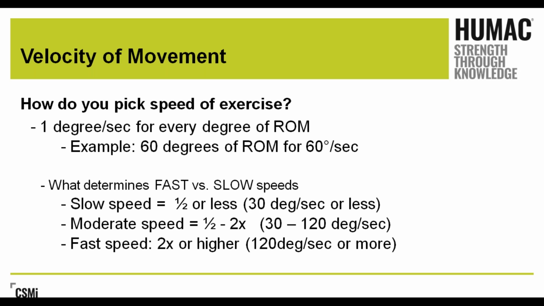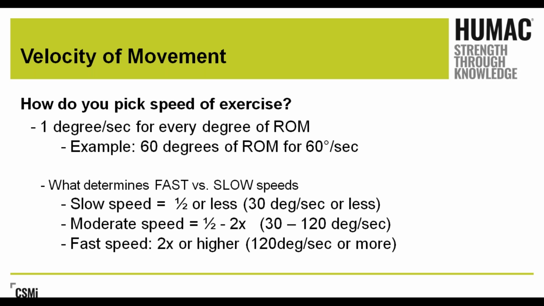So then what determines fast versus slow speeds? Well, the neurologic system and the musculoskeletal system do. It shouldn't be a random number that we just throw out there. So what we really talk about from our standpoint is that if you want to do a slow speed, you're going to go at half of that or less.